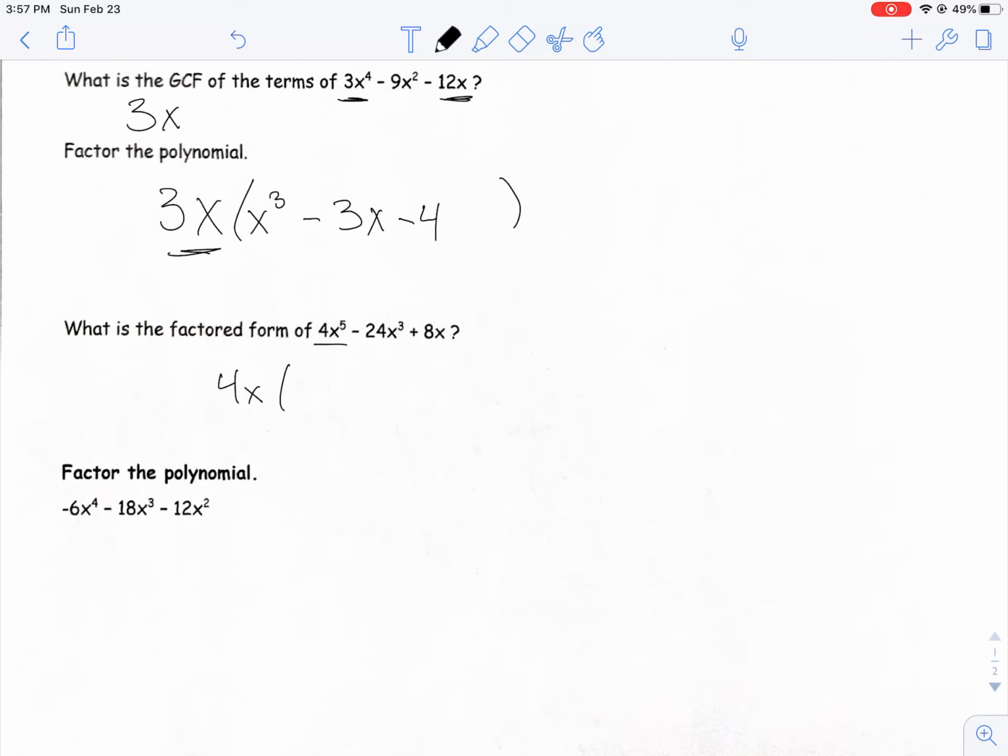So, if we pull a 4 and an x out of this, the 4 would be out, and one of the x's would be out, so we just have x to the 4th left over. Next, if I pull a 4 out of negative 24, what's left over? Well, it'd be a negative 6, because negative 6 times 4 is negative 24. And we pulled out one of the x's, so we have x squared. And the last one here, if we have an 8x and we pull out a 4x, we're going to just be left with a 2. And we pulled out the x, so we don't have an x left over.